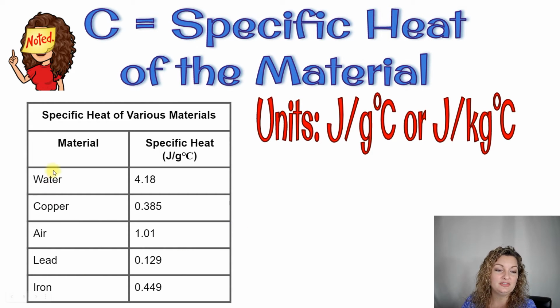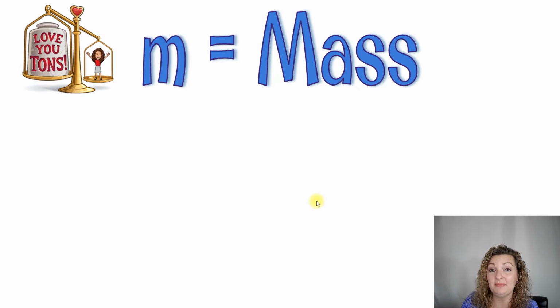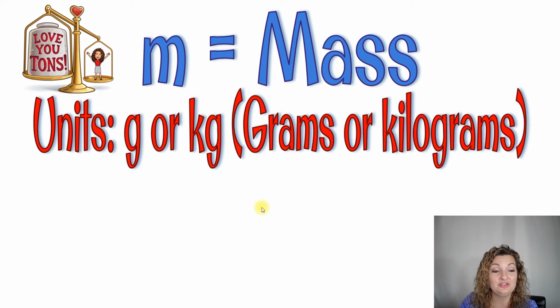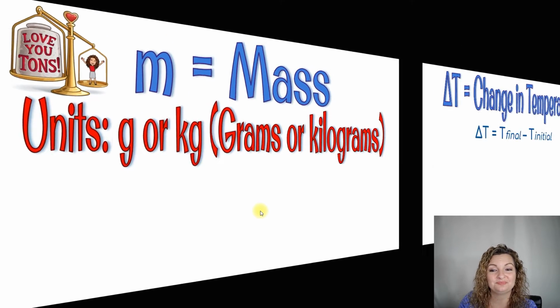So for example, you can see we have a list of materials here, and then right next to it, their specific heat. So you'll have to find exactly which one you're looking for to solve your math problem. The units for these are going to be joules per gram degree Celsius or joules per kilogram degree Celsius. But I can say for us, we will be working with this one, joules per gram degree Celsius. M is for mass, and it's either going to be measured in grams or kilograms. We're going to be working with grams today.